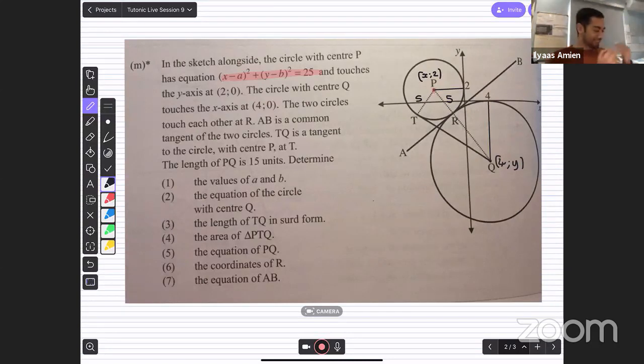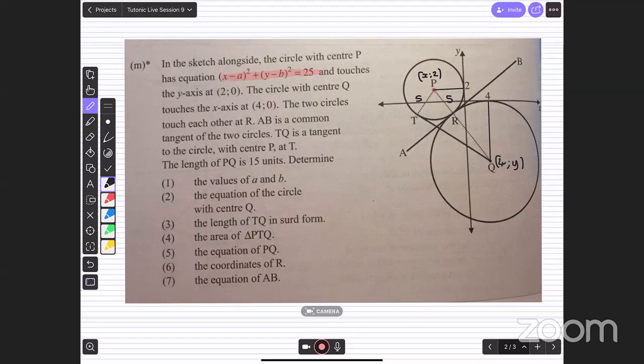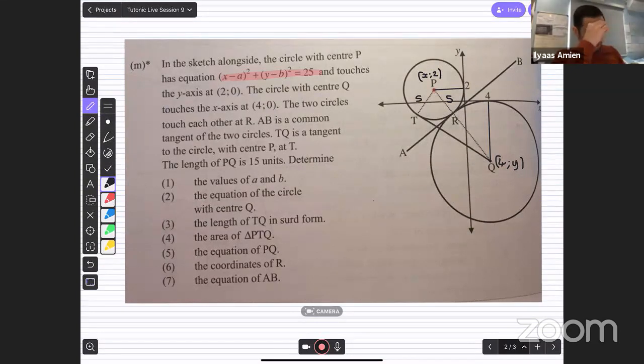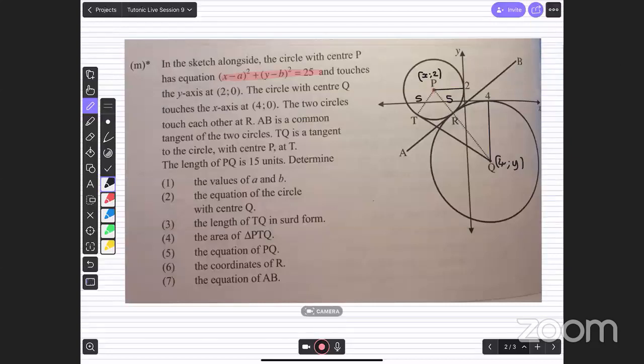Two circles touch each other at R. AB is a common tangent. Now, what do you know about tangents? It's perpendicular to the radius. And what else? The tangent-chord theorem: the angle between the tangent and the chord is equal to the interior opposite angle.